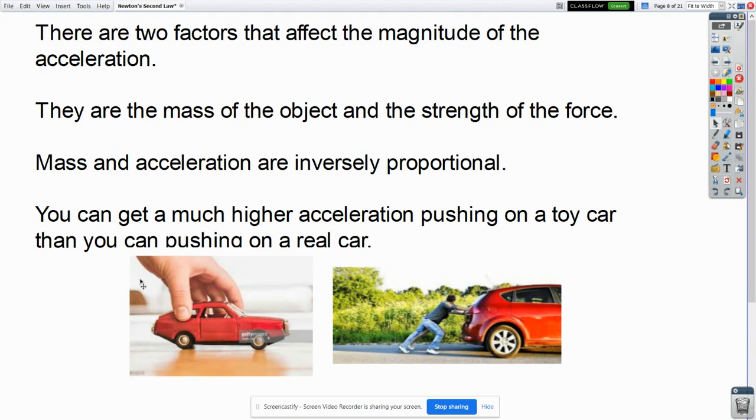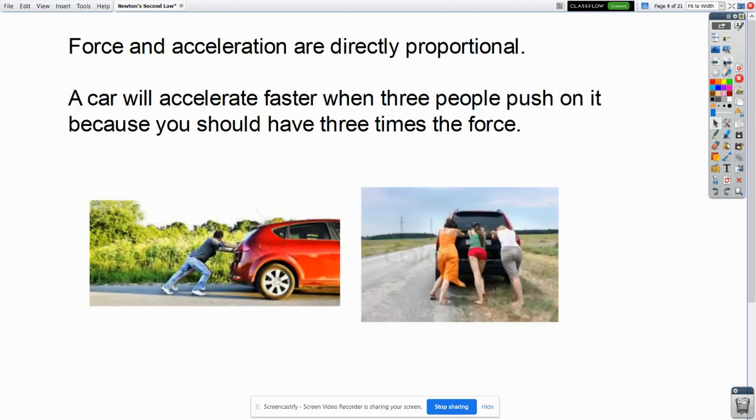We can see this in everyday life with objects like a toy car versus a real car. If you try to push a toy car, it accelerates very easily and very quickly. This is because the toy car has a small mass. If you apply that same force to a real car with a much greater mass, you're going to get much less acceleration out of it because of the much higher mass that that real car has.